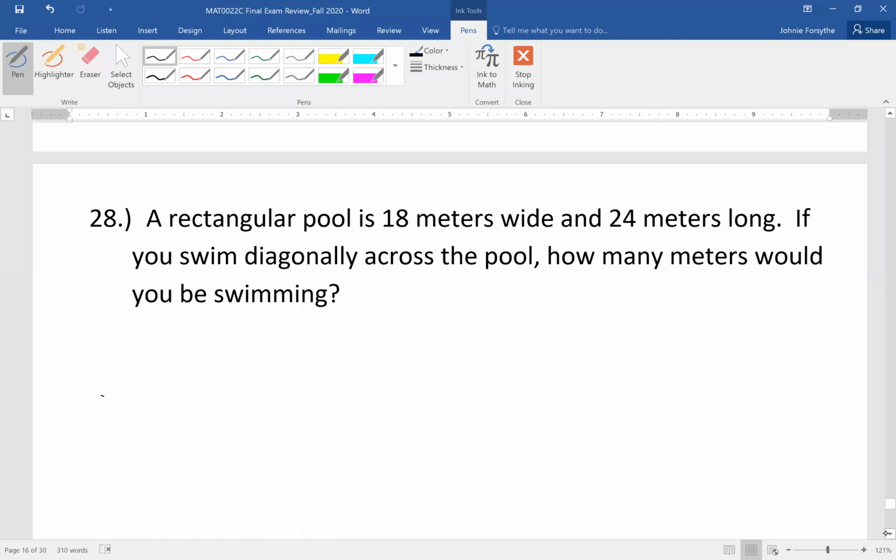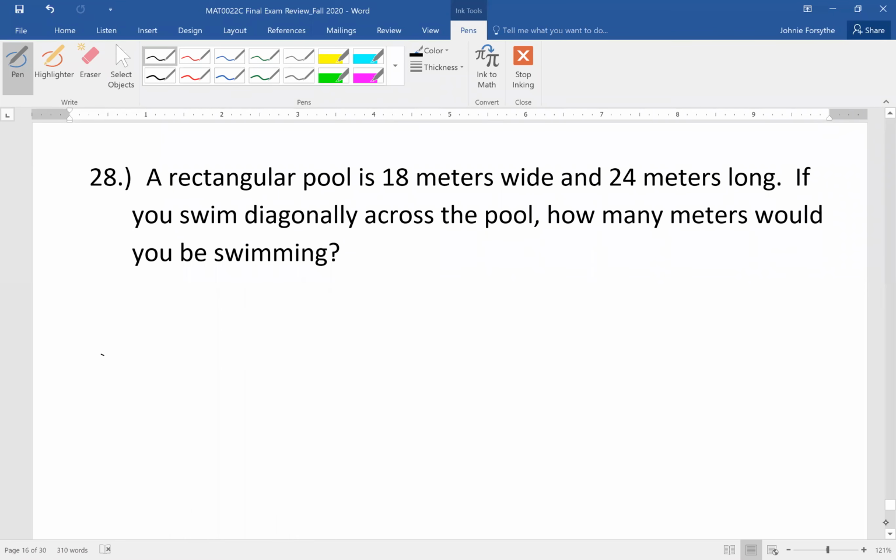Okay, 28. So we have a rectangular pool is 18 meters wide and 24 meters long. So I'm going to just kind of sketch that out.